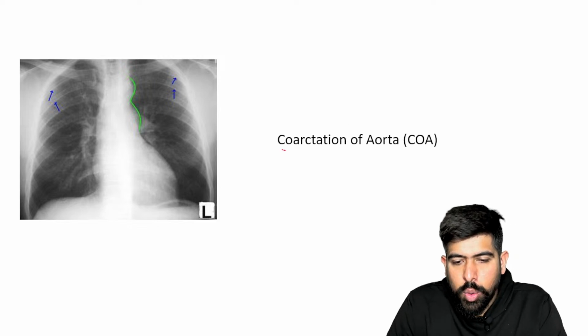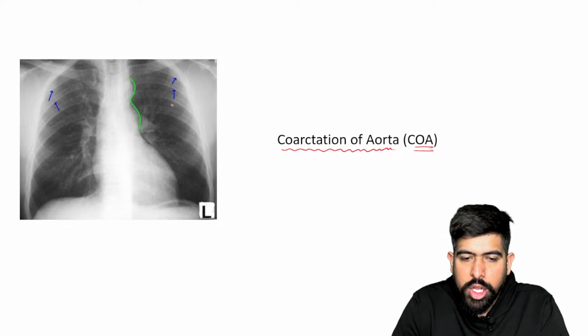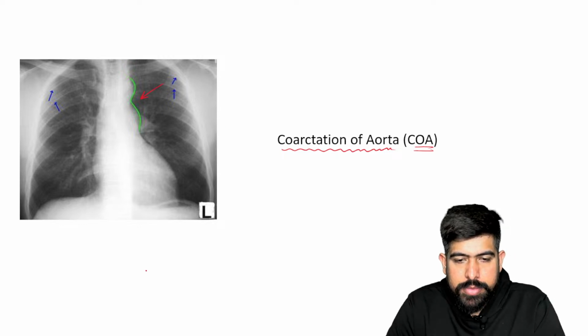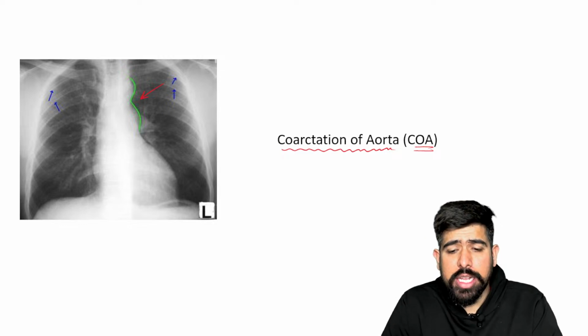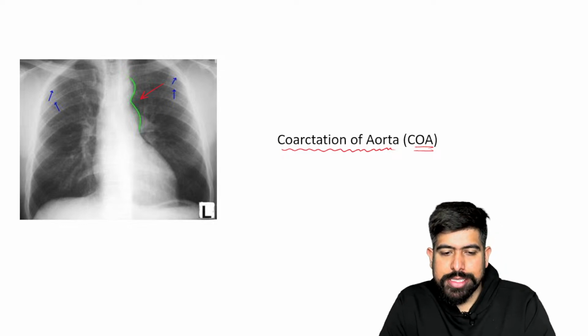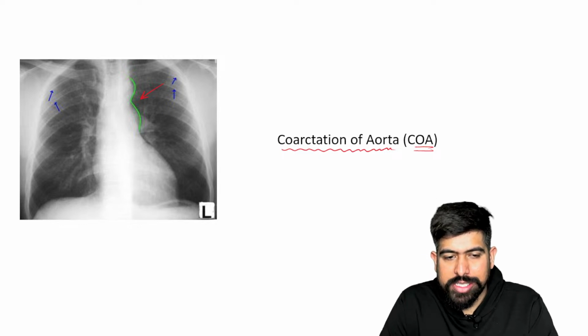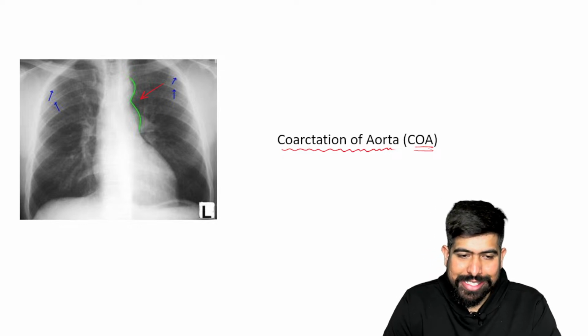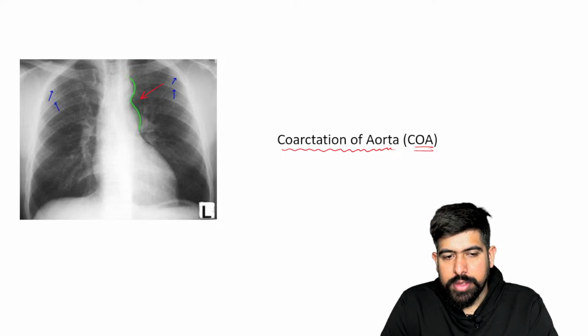Now, moving forward to the next image, this is the image of your coarctation of aorta. And now tell me, what is this sign? First of all, where I marked with the red color of arrow, tell me what is this sign?